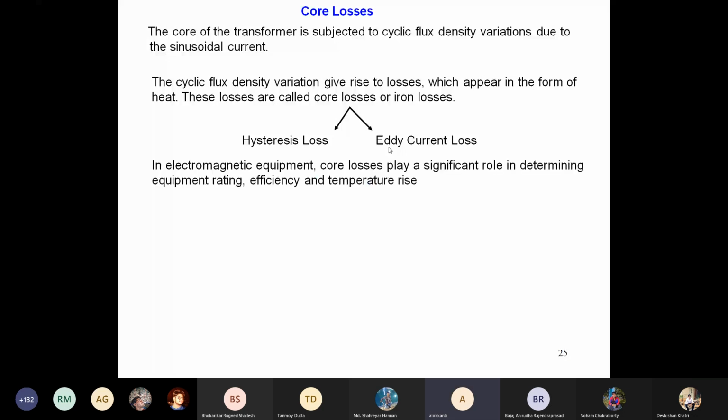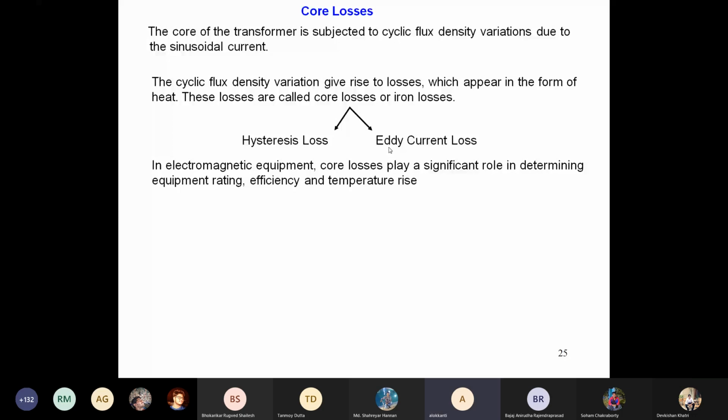So a transformer is an electromagnetic equipment. What is the meaning of electromagnetic equipment? It involves both electricity and magnetic field. The magnetic field is created by the electrical input, and it is created inside an iron core or a ferromagnetic core. So whether it is a transformer or an electric motor, it is an electromagnetic equipment, and these core losses play a significant role in determining the equipment rating, efficiency, and temperature rise.